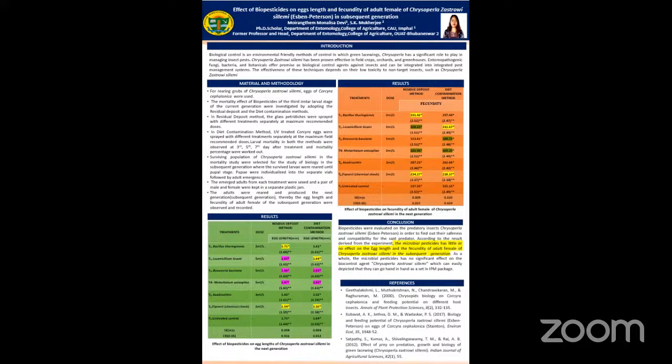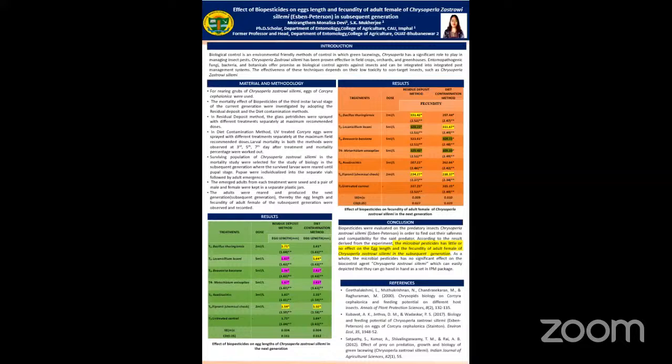In the next table, we can see the fecundity of the adult female. The highest fecundity was observed in Bacillus thuringiensis treated larvae, which is at par with the untreated control, and the minimum was observed in fipronil treated. Likewise, in the contamination method, the highest fecundity was observed in Lecanicillium lecanii, that is 311.67 in terms of number, and the lowest was seen in fipronil.